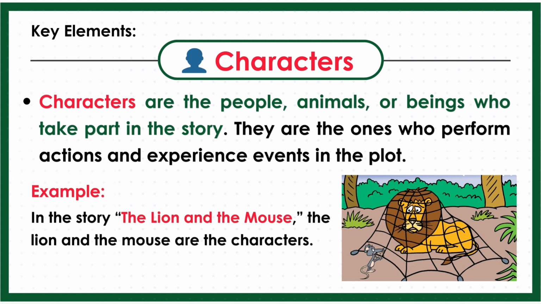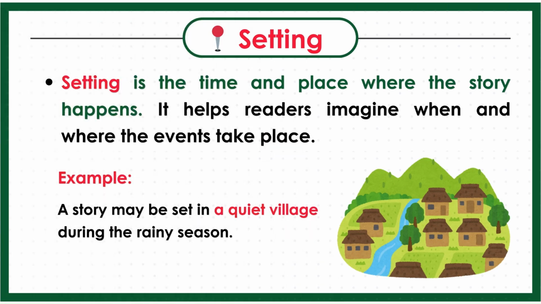For example, in The Lion and the Mouse, the lion and the mouse are the characters. Setting. Setting is the time and place where the story happens. It helps readers imagine when and where the events take place. Example. A story may be set in a quiet village during the rainy season.